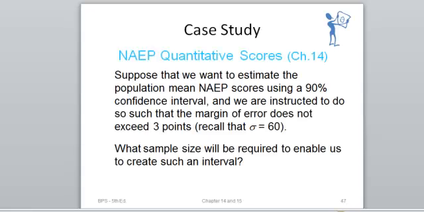Now back to the NAEP scores. Suppose that we want to estimate the population mean NAEP scores using a 90% confidence interval, and we're instructed to do so such that the margin of error does not exceed 3 points. And recall that in that problem the population standard deviation was 60. What sample size will be required to enable us to create such an interval?